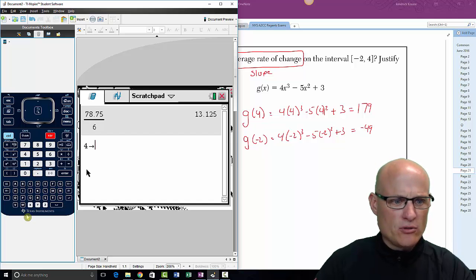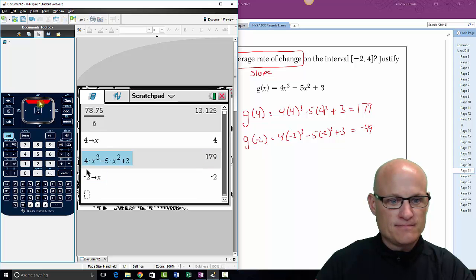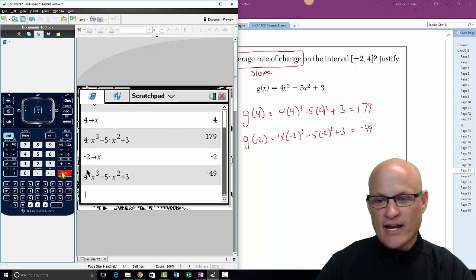So 4x cubed minus 5x squared. I'd be embarrassed to make a mistake here. So that's 179. And let me do -2 for x. That's why I do it this way, because now I don't have to retype that one line in. There, enter, enter. And I get -49.